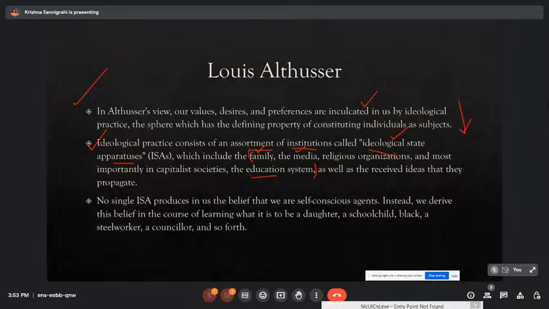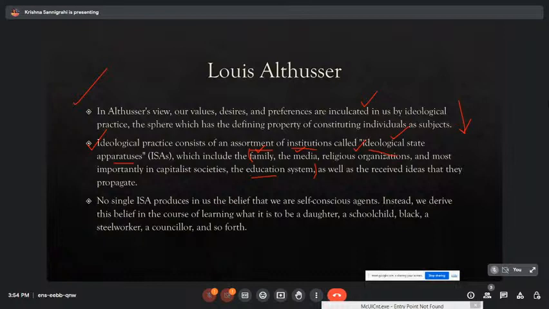Then comes the idea of religious organizations. Being a part of society, you also have a particular religion. And in India, just like regional diversity, we have religious diversity also. People follow different religions, and each religion preaches its own path, its own ways, its own thoughts and processes, right? So this is where the idea of religious organization comes in.